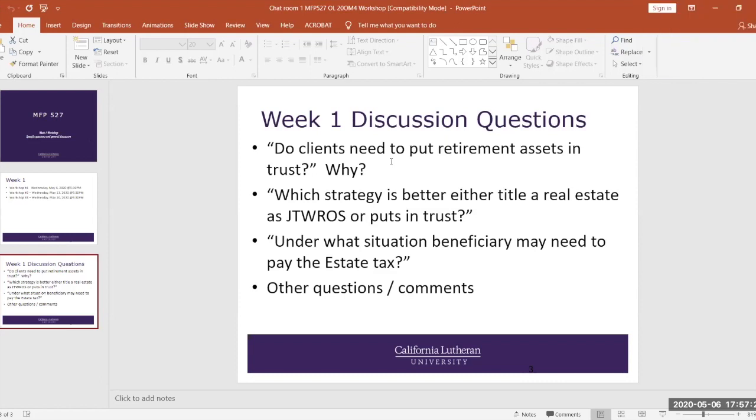And I think that includes a child, a minor? Yes. One clarification point: a minor child will be able to stretch or get the distribution over their life expectancy up until they reach the age of majority.